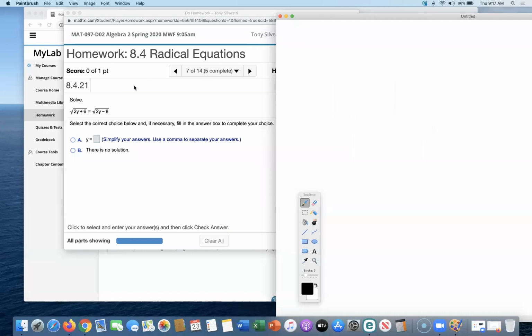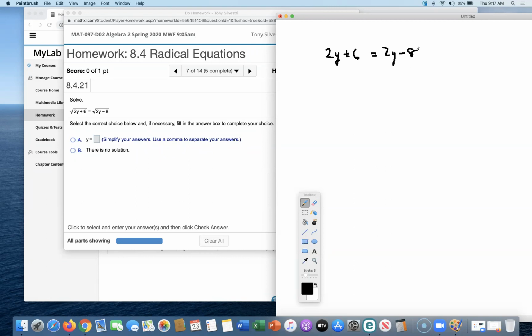I mean, we just did 2 of these problems. We had square roots on both sides. When you square both sides, why don't you just say 2y plus 6 is equal to 2y minus 8? Agreed? If you square both sides, you're going to get rid of the square roots. So why waste the effort writing that down?